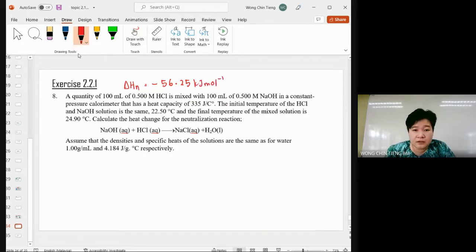Kita baca sikit soalan ni. Quantity mixed with in a constant calorimeter have a heat capacity. So yang ni adalah C besar calorimeter. Initial temperature of HCl. Initial is the same. Final temperature mix. Calculate the heat change.